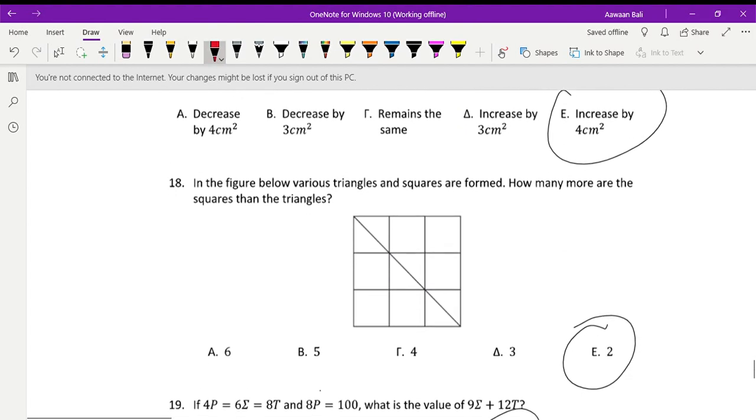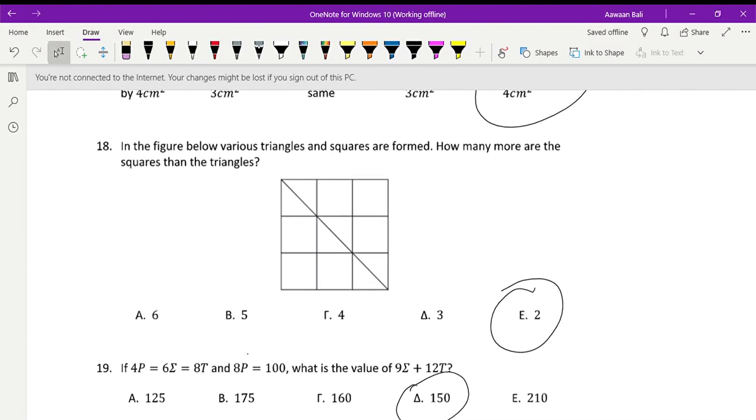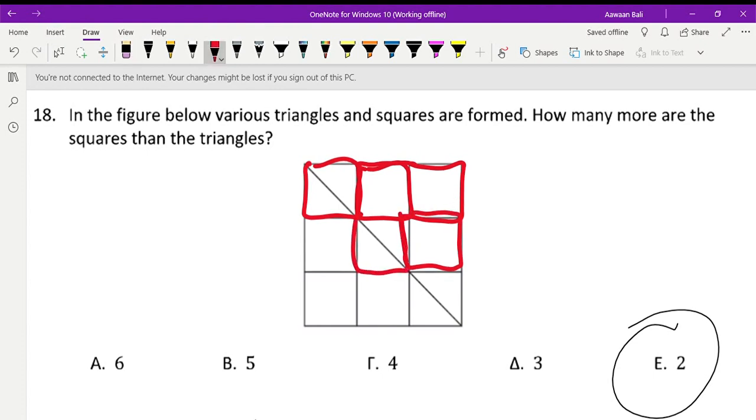Now, question number 18. In the figure below, various triangles and squares are formed. How many more are the squares than the triangles? We've done this question before in another paper, so I'll just quickly go over it. So first we have these 1 segment squares. So 1, 2, so there's 9 in total. You don't exactly have to count, but since you know 3 squared is 9 already, but I'm just going to show it to make more clarity, I guess.